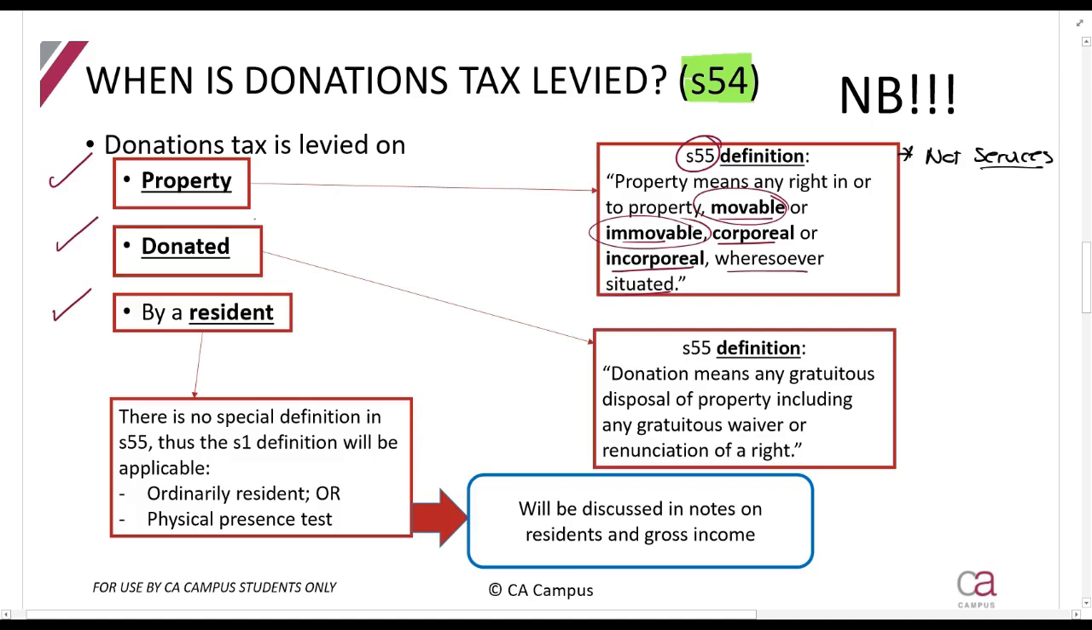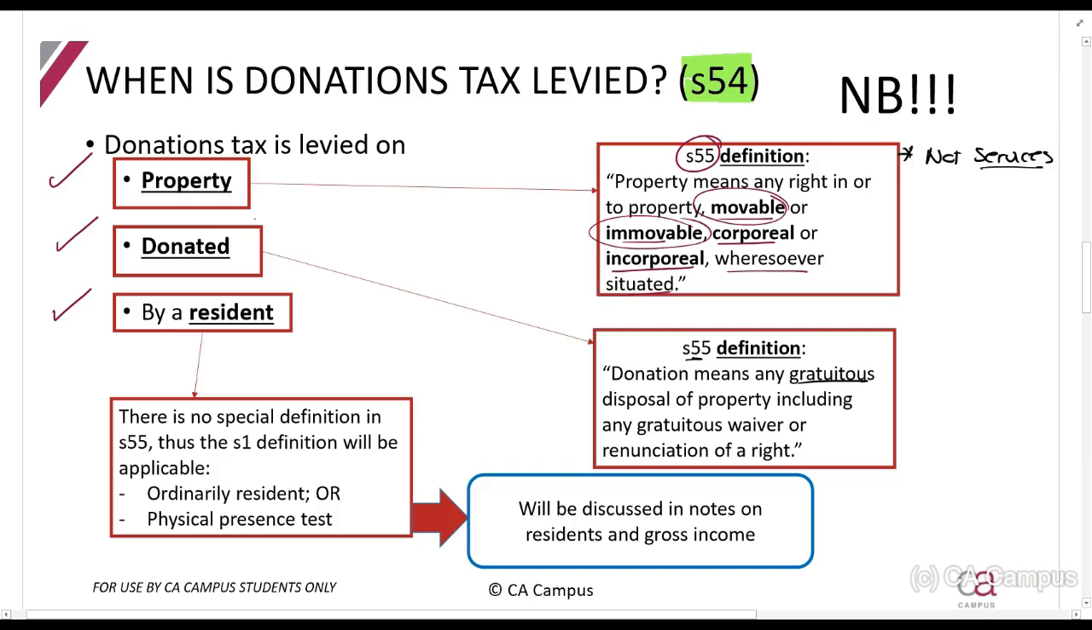Right. Donated. Section 55 says the definition of donation means any gratuitous disposal. Gratuitous disposal means something where you've given away something for free of property, including any gratuitous waiver or renunciation of a right. So basically what they're trying to say, gratuitous means if you're giving something almost out of gratitude, I would want to say. So what I'm trying to say is it's something where you are giving something away for less than its market value. Now, I've got a quick discussion on that.